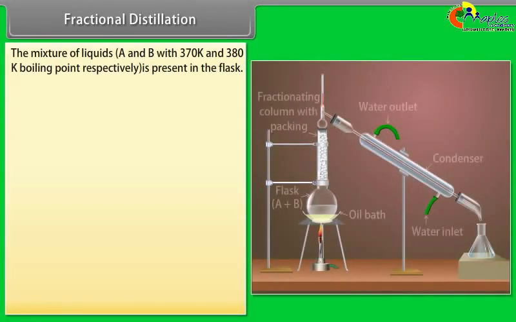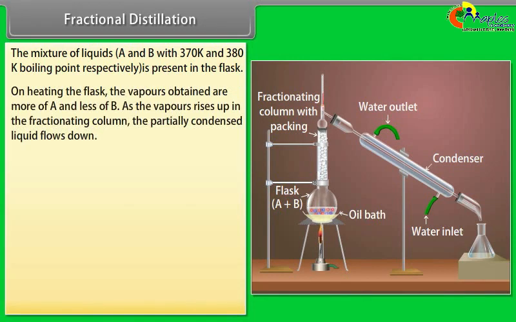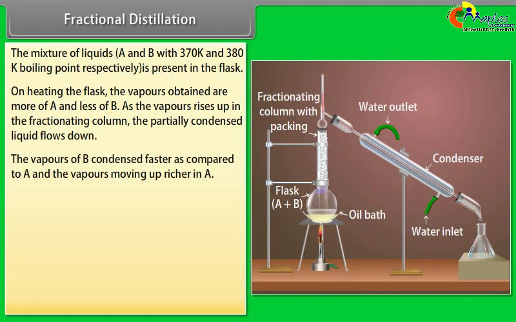The mixture of liquids A and B with 370 Kelvin and 380 Kelvin respectively boiling points is present in the flask. On heating the flask, the vapors obtained are more of A and less of B. As the vapors rise up in the fractionating column, the partially condensed liquid flows down. The vapors of B condense faster as compared to A, and the vapors moving up are richer in A.